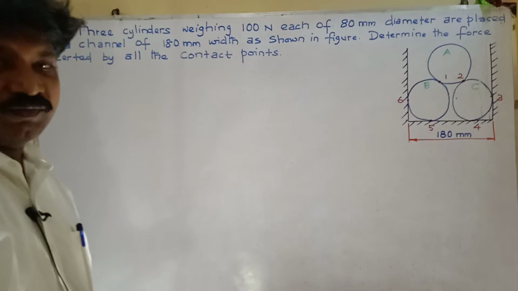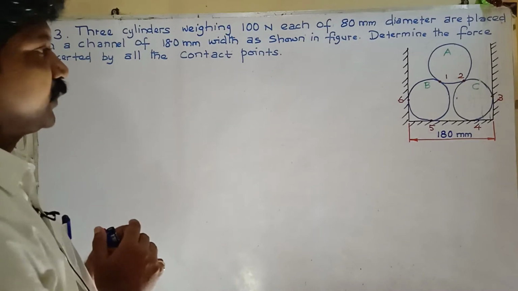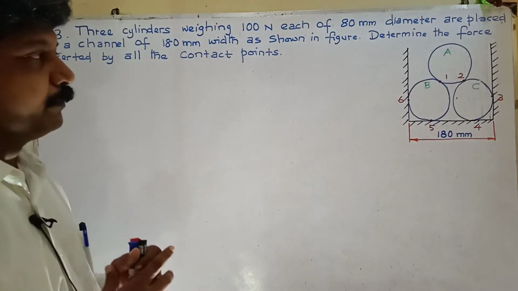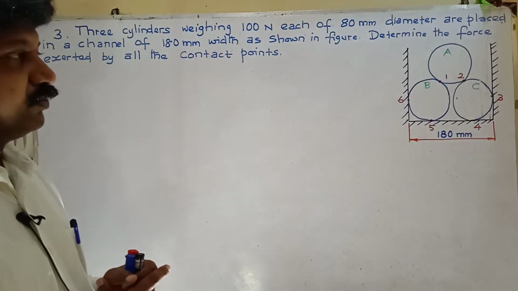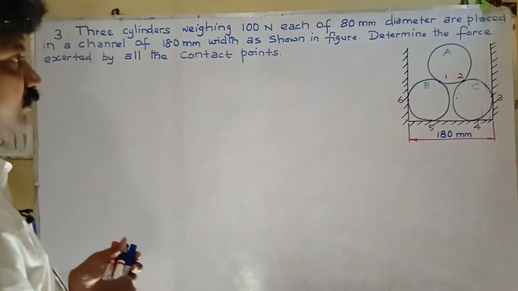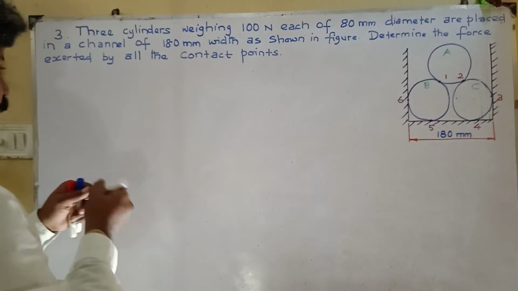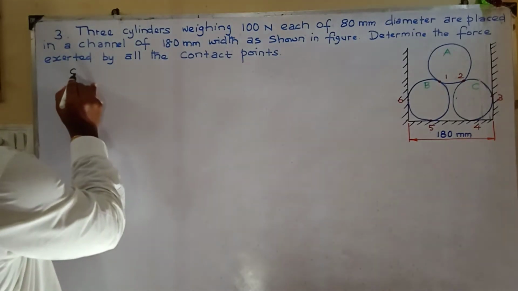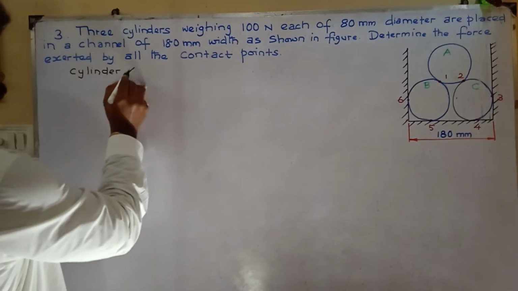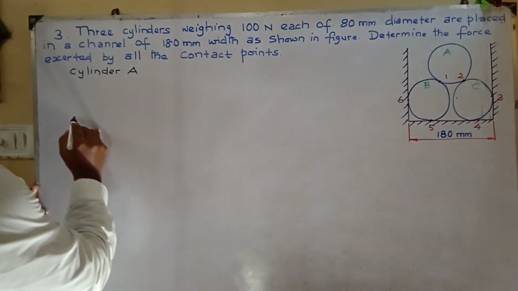So as usual, first draw the free body diagram of each cylinder, then form the equations, solve the equations, and find the force exerted by all the point of contacts. First, we will consider the cylinder A. Draw the free body diagram of cylinder A.